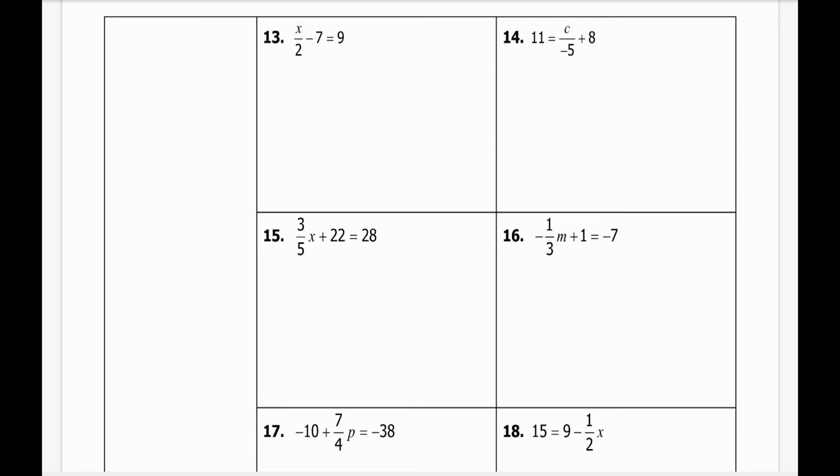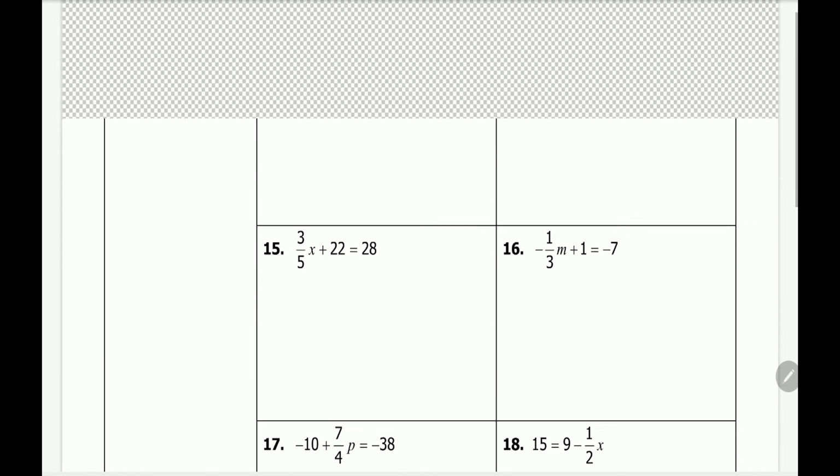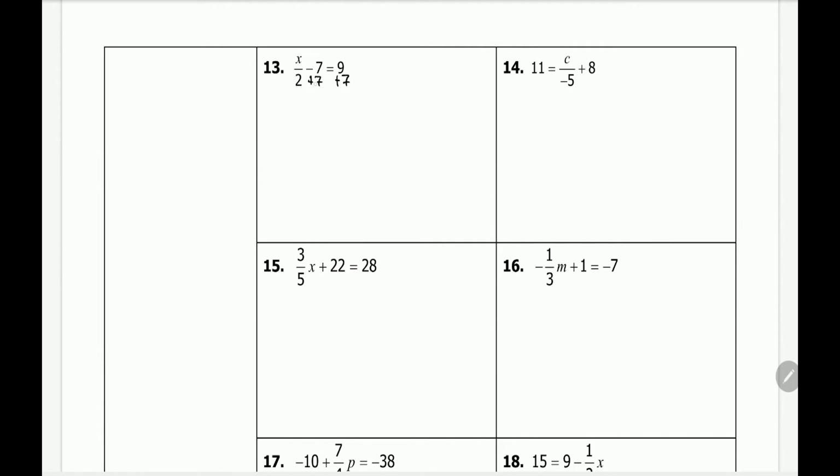Number 13. We have x divided by 2 minus 7 is equal to 9. So, we have to get rid of this constant term first. So we have to add 7 to both sides. If we add 7 to both sides, this goes to 0. So we're left with x over 2 is equal to 9 plus 7 is 16.